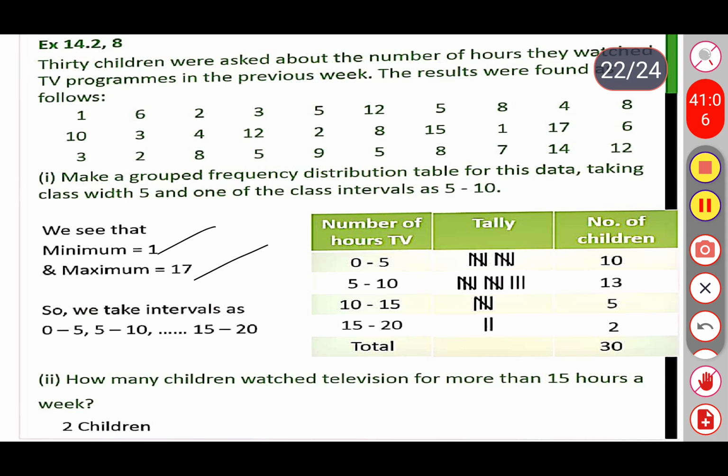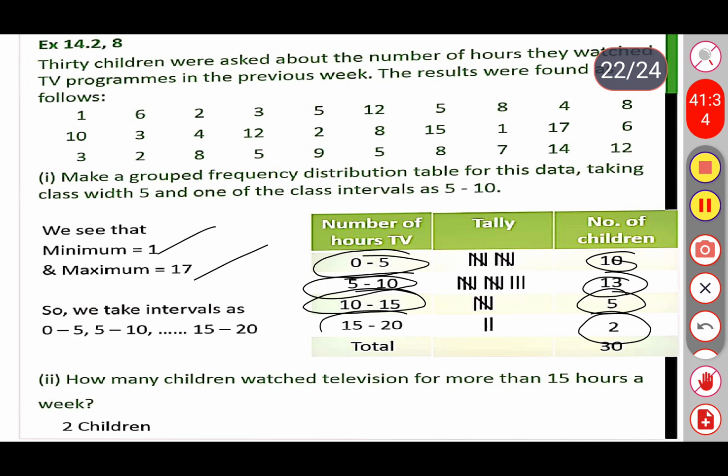Now 10 students watch TV for 0 to 5 hours. 13 students watch TV for 5 to 10 hours. 5 students watch TV from 10 to 15 hours, and only 2 students watch TV for 15 to 20 hours. Once we add all these numbers, it should be equal to 30.